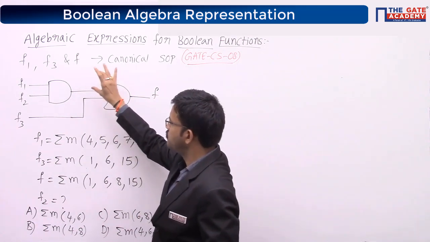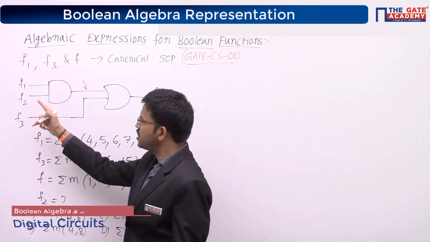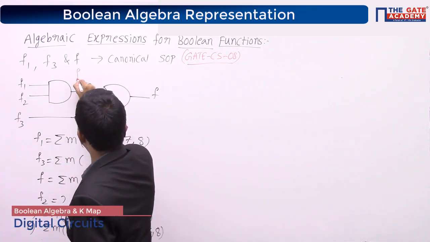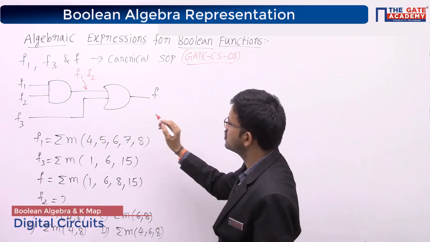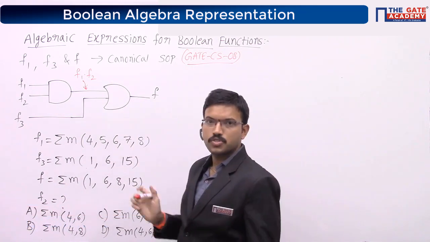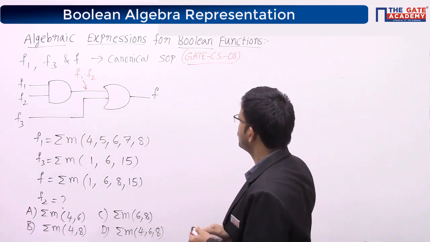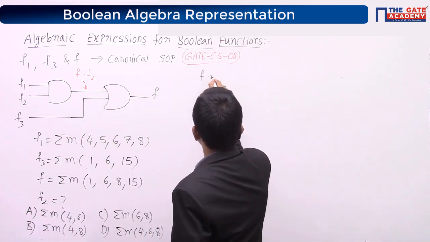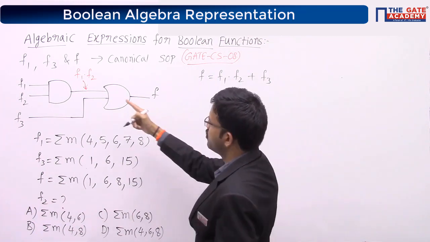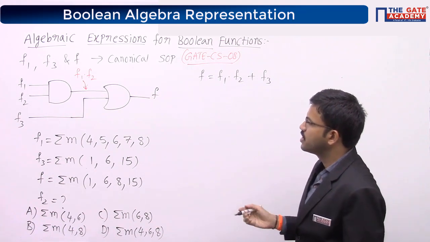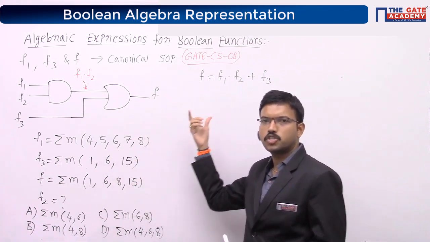Find out the output of each gate. You are having AND gate. Inputs are F1 and F2. So here you will get F1 F2. Here you are having OR gate, so that means you have to add these two inputs. Here I am getting F1 F2, and another input is F3. That means F equal to F1 F2 plus F3. Now, whatever the data he has given, let us substitute here.